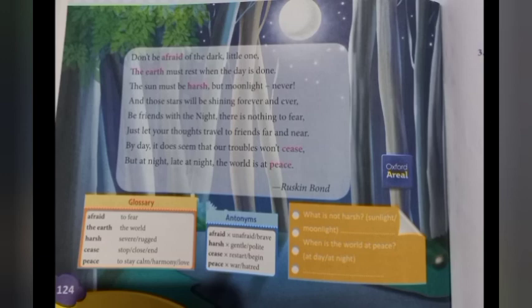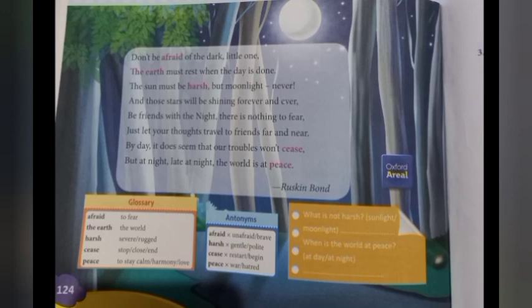Okay. So the sun must be harsh, but moonlight never. Sun must be harsh. What is the meaning of harsh? Very severe. Okay. So the sun will be very hot and very severe, right? But moonlight never. Will moonlight be very hot? No, right? Okay. And those stars will be shining forever and ever. The stars will be shining, right? In the night time, every night you can see stars. Only on a few days we can't see, right? Sometimes on rainy days we can't see the stars. On other days we can see the stars, right?